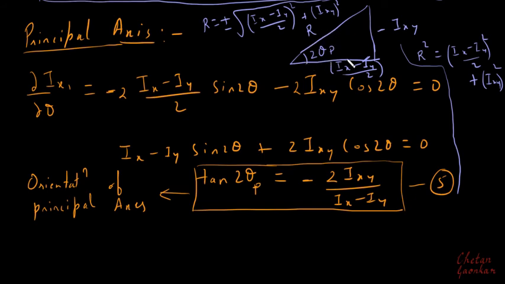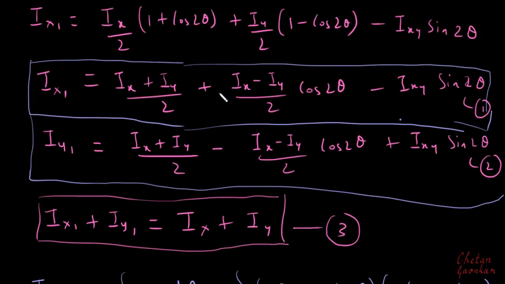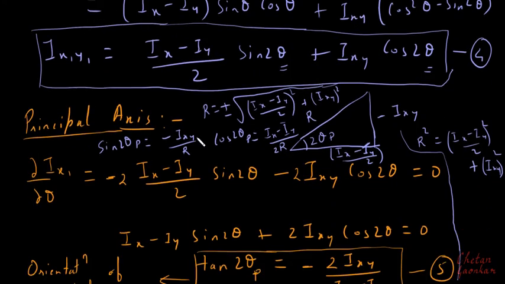If I again look at this figure carefully, I get sine of 2 theta p, I'll write it here. Sine of 2 theta p is nothing but opposite by hypotenuse, that is minus Ixy divided by R, whereas cos of 2 theta p will be adjacent by hypotenuse, that is (Ix minus Iy) divided by 2 times R. So this is what we get, sine 2 theta p and cos 2 theta p. These are basically the angles where I will get the maximum value of Ix1. So if I use these angles in this expression, that is the value of theta where the moment of inertia will be maximum, I will get the maximum value.